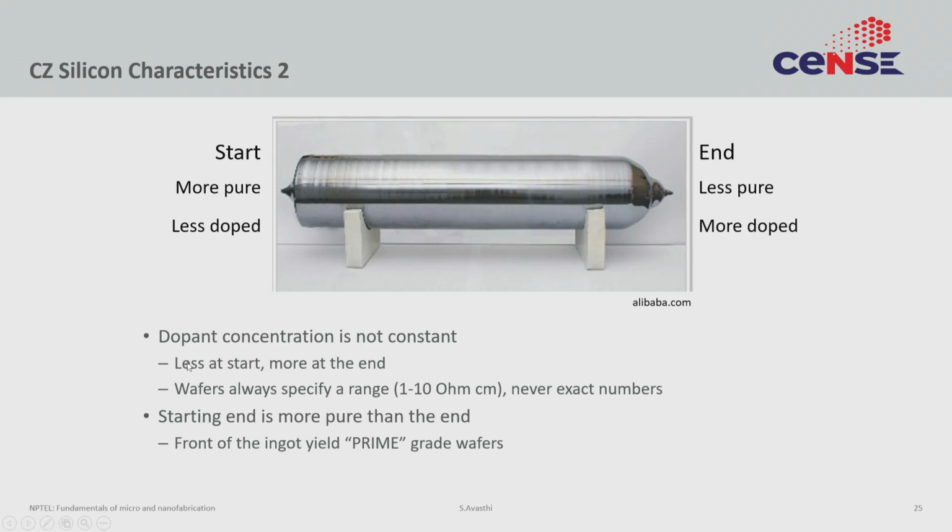And the second thing to remember is dopant concentration is never constant in an ingot, it varies. The doping is lower at the first half, higher in the second half. That is why you can never give a precise value of doping. Okay. So, those are the two things we have learned from all of this.